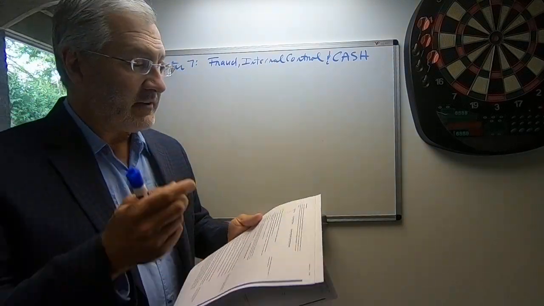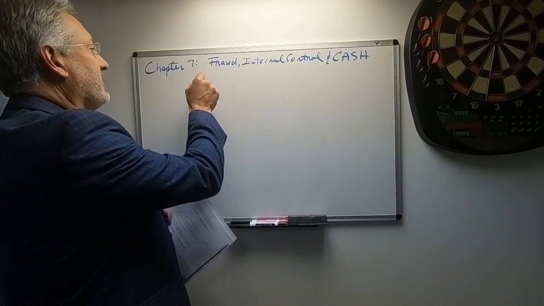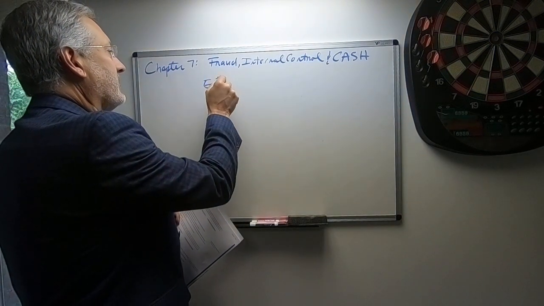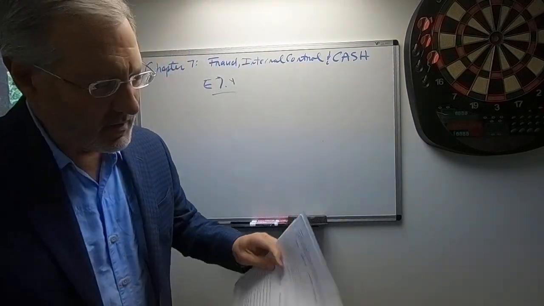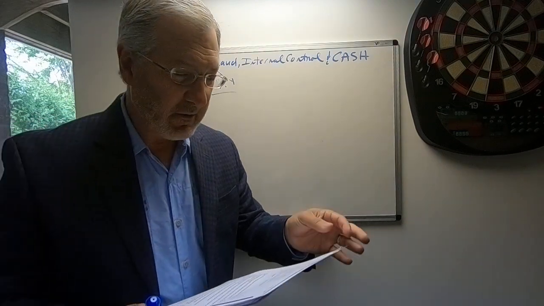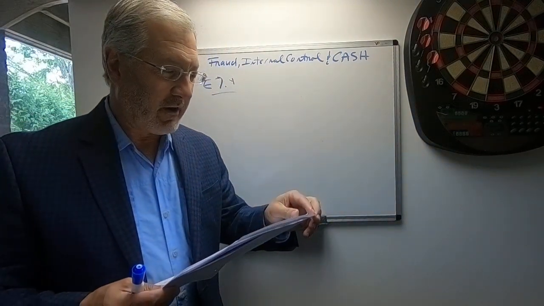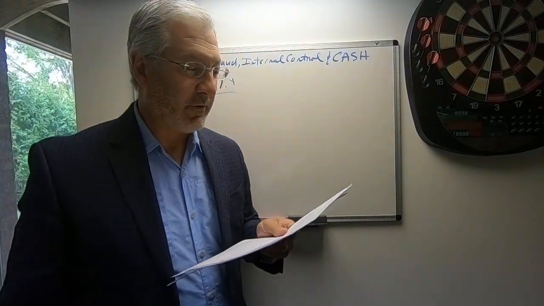So let's read exercise 7.4, dealing with internal control issues. What they're asking here is, listed below are 5 procedures followed by Gilmore Company. And there's 5 items here.